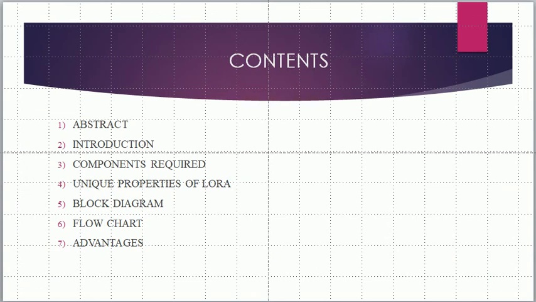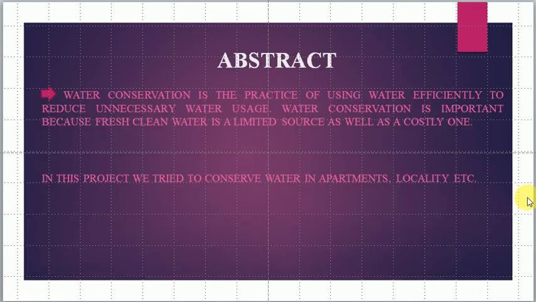Contents are abstract, introduction, components required for the project, block diagram, flowchart, and advantages. These are the contents. Next, abstract.